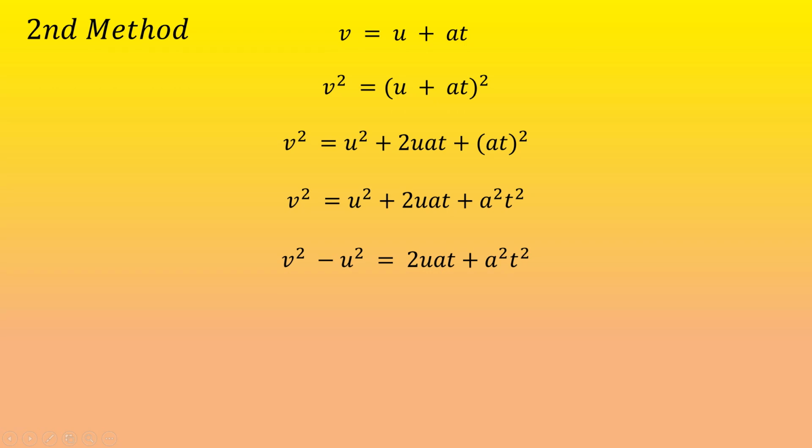Okay, I'll take 2a common. Here you may say we don't have 2, so how to take? I can write it as, here nothing is there means we have 1, right? I can write 1 as 2 divided by 2. Then I can take 2 common. So I'm taking 2a common.